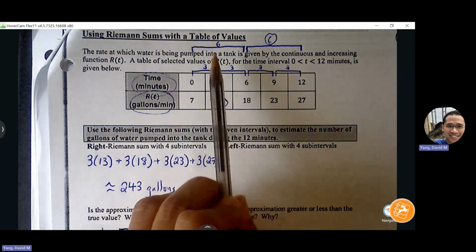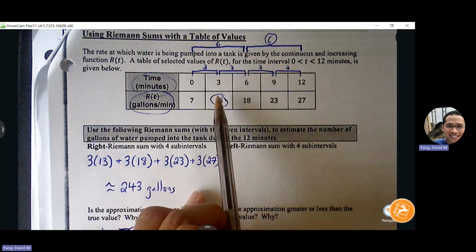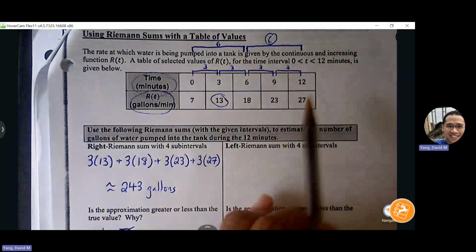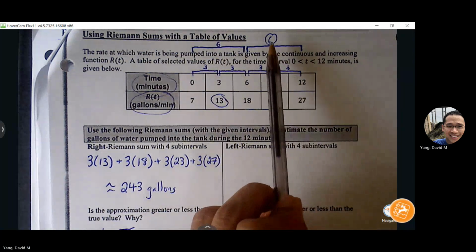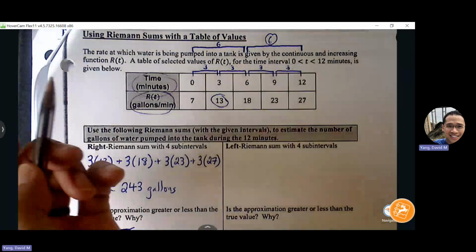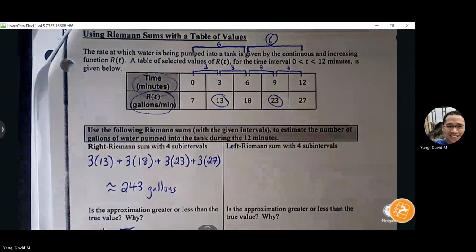So my first rectangle is width of 6, height of 13. What do you think my second rectangle will be? 6 times 23. Yeah. And that's it.